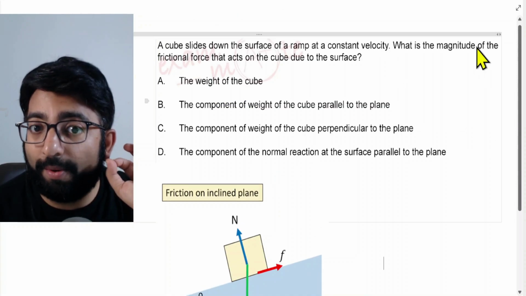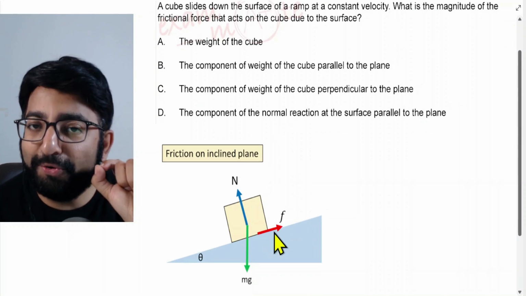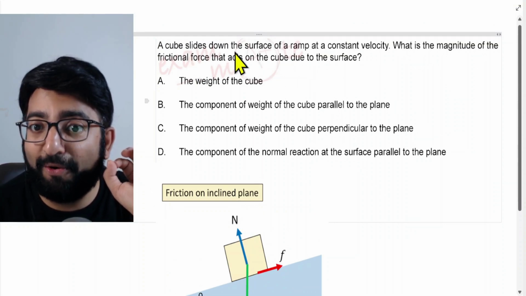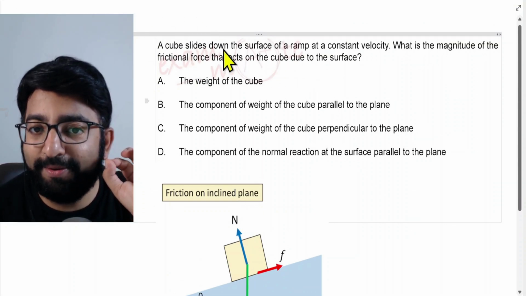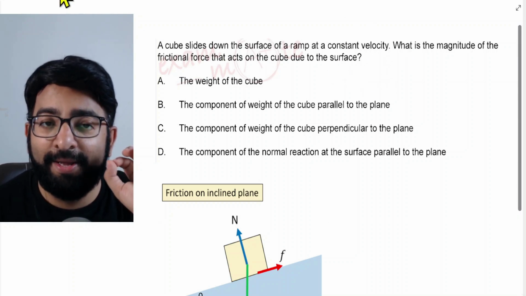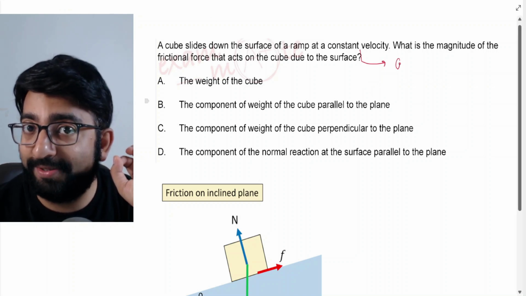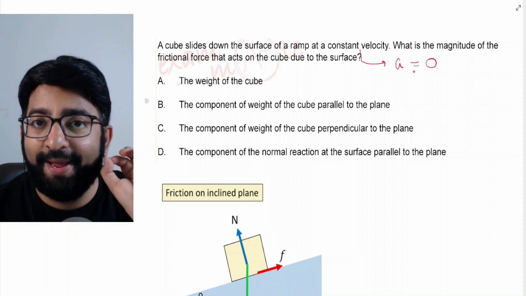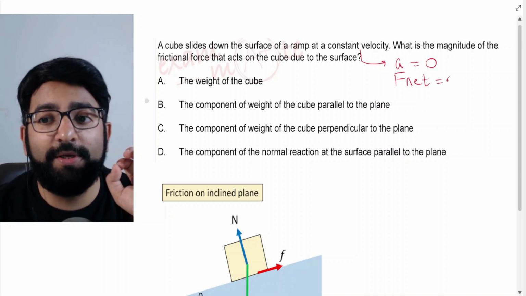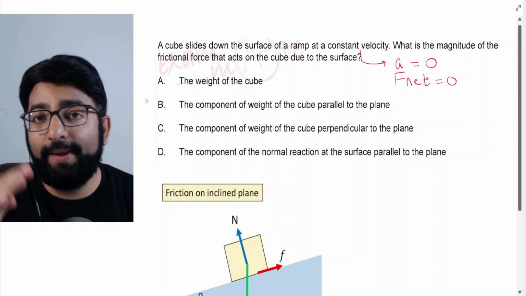Now, the question is, what is the magnitude of this frictional force that is acting on the cube? So, how to approach such questions? Step one is the first sentence of this question. It's mentioned a cube is sliding down at constant velocity. This is the keyword. If an object is having constant velocity, remember what will be the value of acceleration? It will be zero. And since acceleration is equal to zero, we can say net force is also zero according to Newton's second law, F net equals m into a.